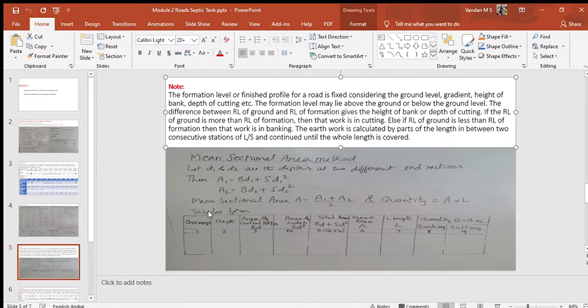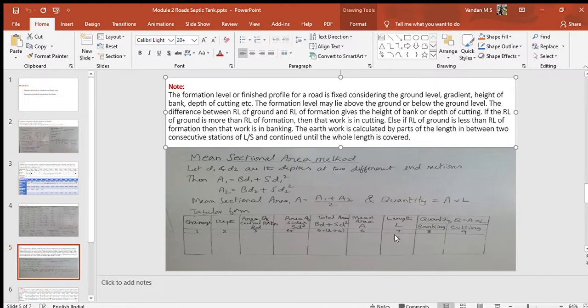The tabular column for the mean sectional area method is as follows. It has 9 columns numbered as shown. Column number 1 is chainage. Column number 2 is depth of cut or fill. Column number 3 is the area of the central portion of the trapezium, that is B into D. Column number 4 is the area of side triangles, that is SD square. Column 5 is the total area, equal to the sum of column 3 and column 4, that is BD plus SD square. Column 6 is the mean area.